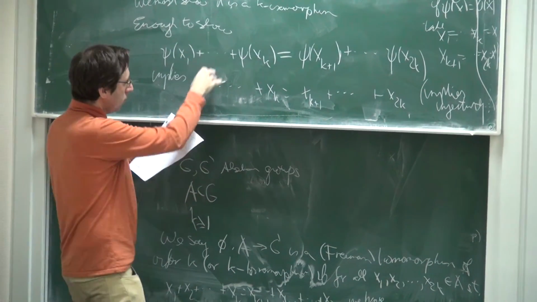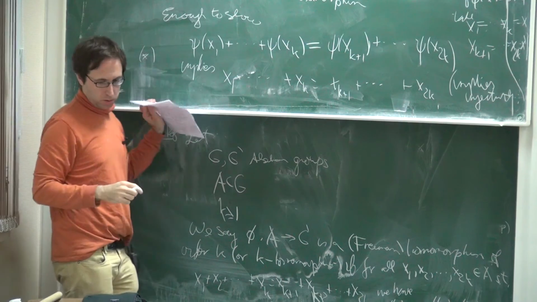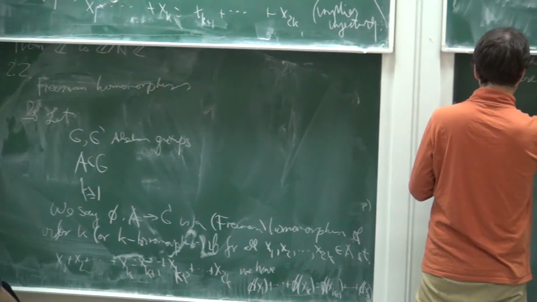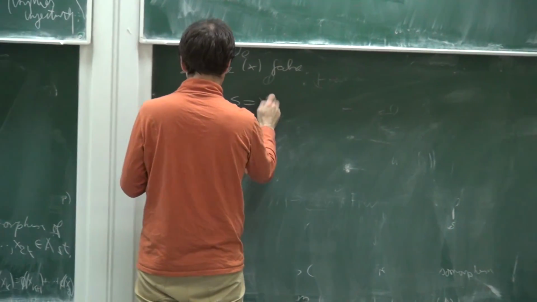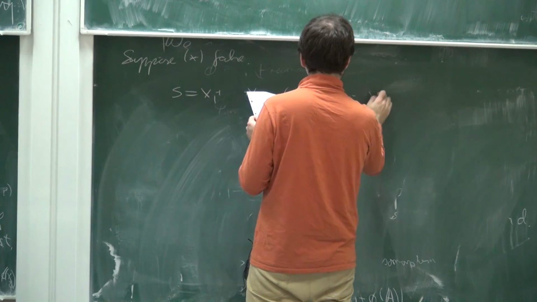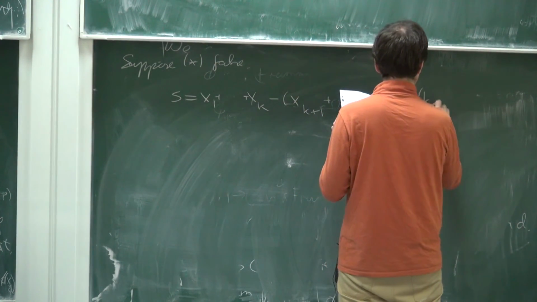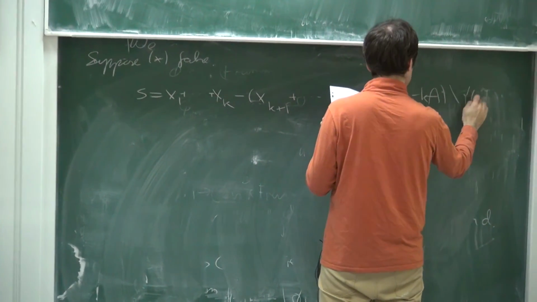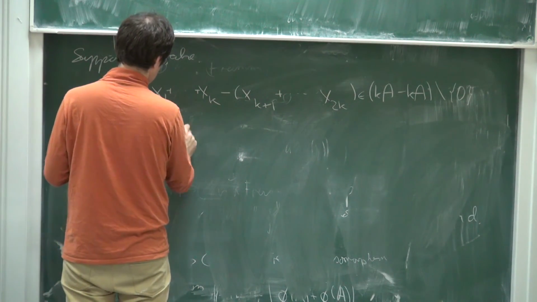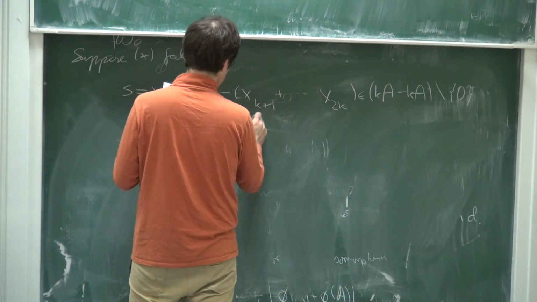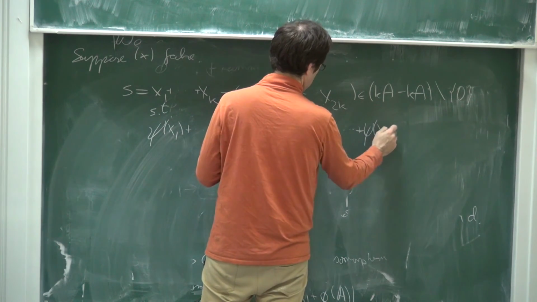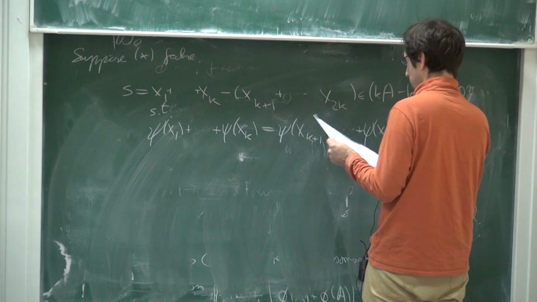Now, suppose that these were false. Then there is some set of elements for which it fails. So it's some elements such that this expression is non-zero. Very well.